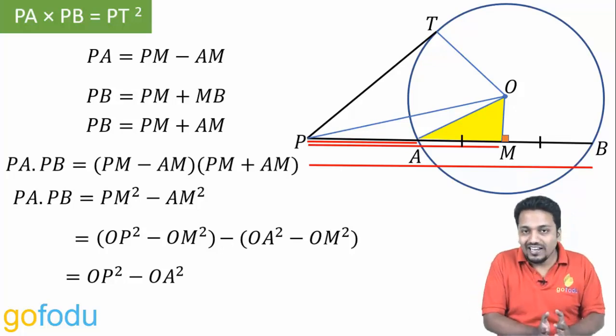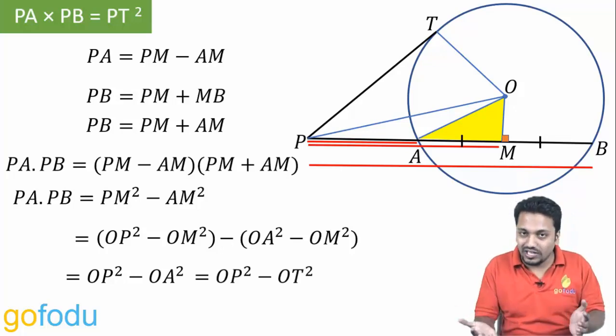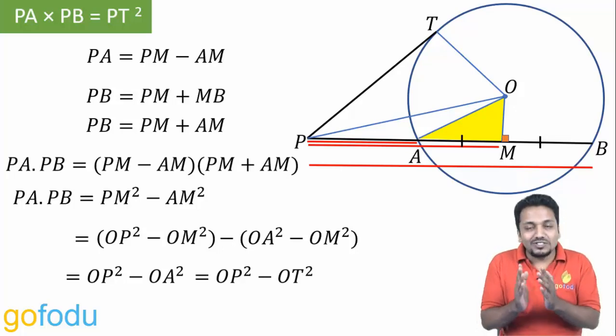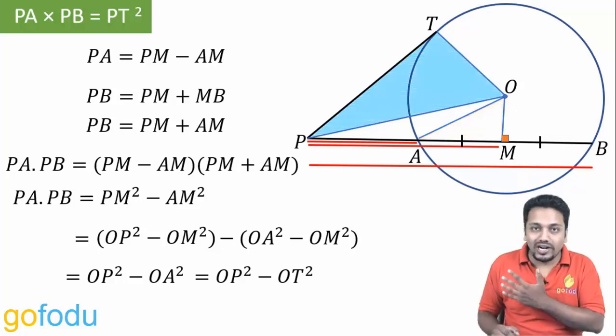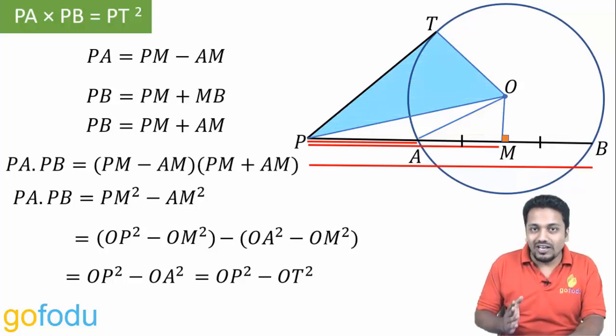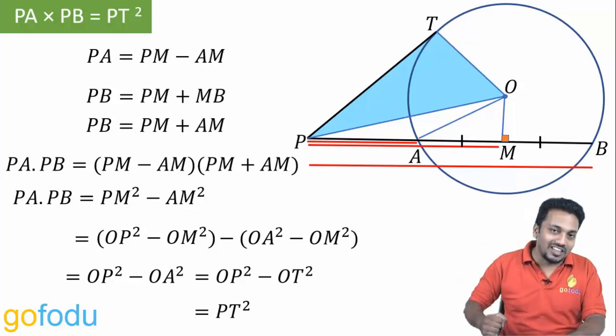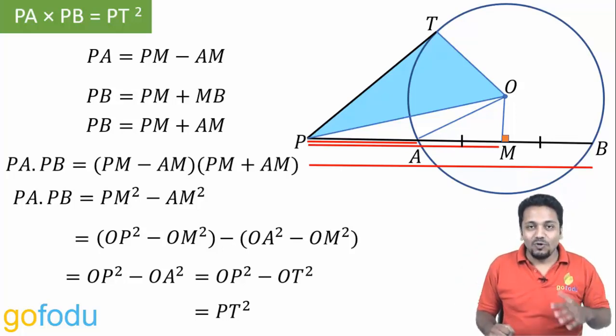In place of OA, I can write OT as both are radii. And we get OP square minus OT square. Look in this blue triangle. OP square minus OT square is PT square. Pythagoras theorem zindabad. Hence proved.